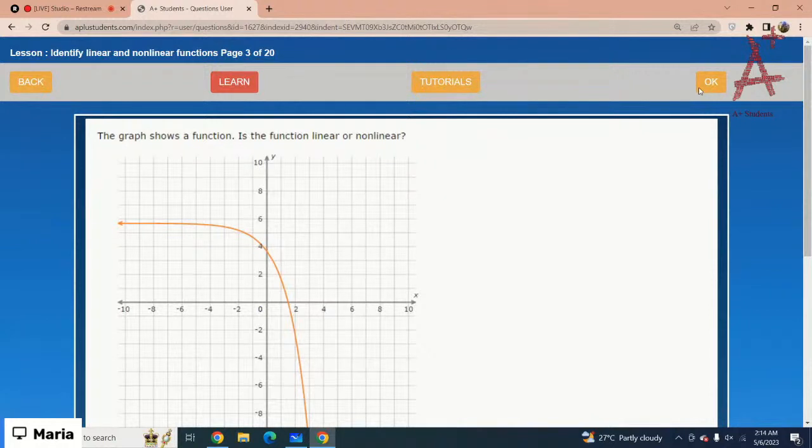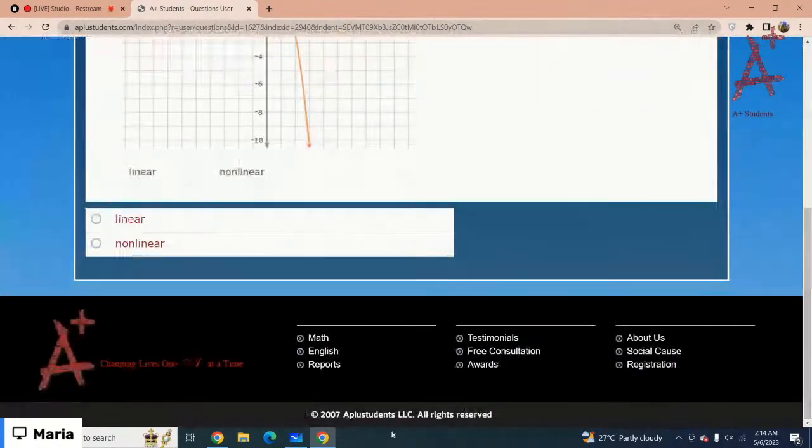Okay, the graph shows a function. Is the function linear or non-linear? Yes, it would be the non-linear function.